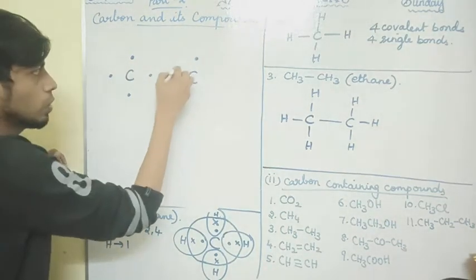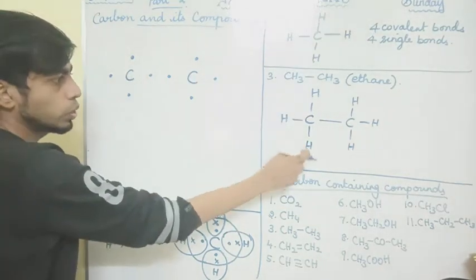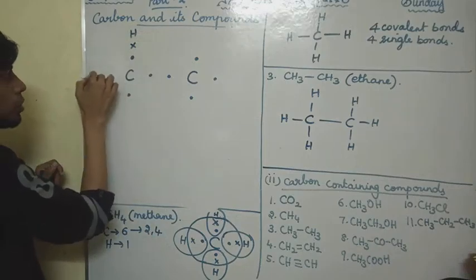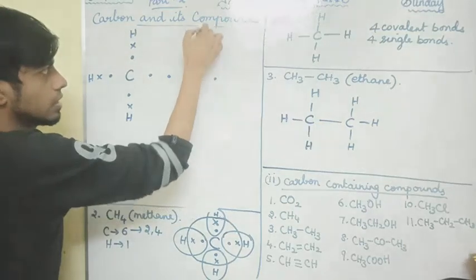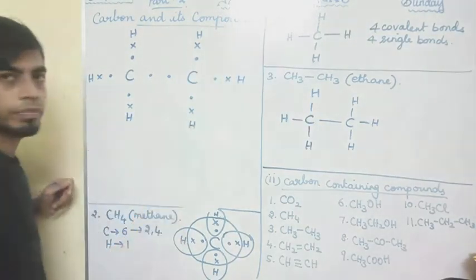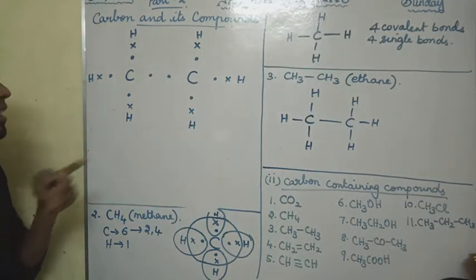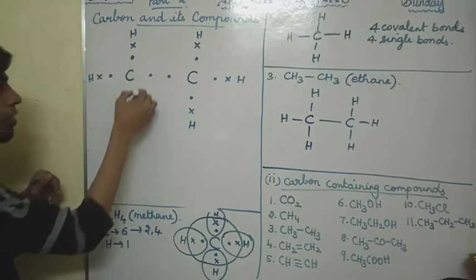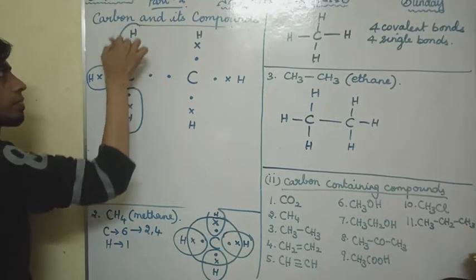For this carbon also 1, 2, 3, 4. And 1, 2, 3 hydrogens this side. So 1, 2, 3 hydrogens, and this side also 3 hydrogens. 1, 2, 3. So like this we have put the dots. Okay, now always I told you it is easy to circle for hydrogen first. So for each hydrogen you have to circle 2 dots.